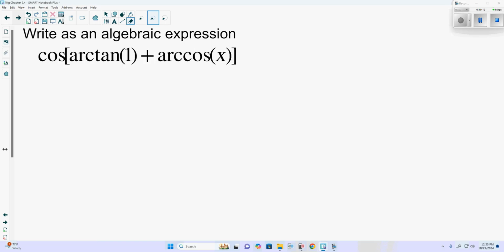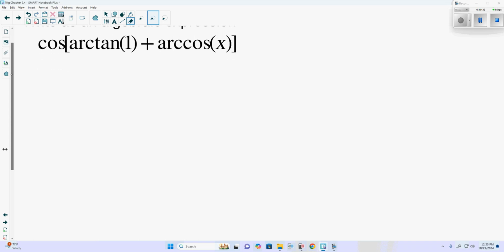All right, guys. Let's focus in. Let's look at this here. Now this here, so if we look at this here, we have cosine of arctan of 1 plus arc cosine of x. We have arctangent of 1 plus arc cosine of x. And really what this is lining up with is cosine of u plus v. Cosine of u plus v. We have two things that are being added together.